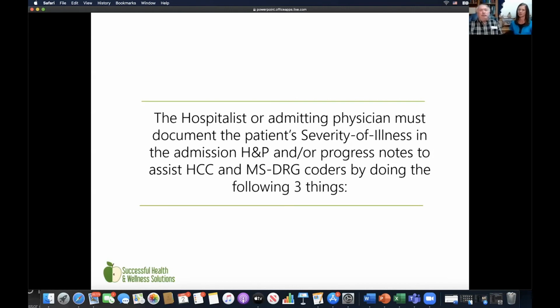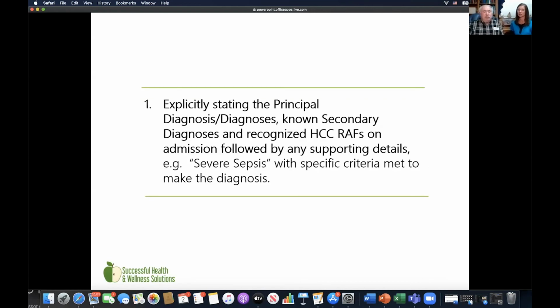The hospitalist or admitting physician must document the patient's severity of illness in the admission H&P and/or progress notes to assist HCC and MSDRG coders by doing the following three things. First of all, they need to explicitly state the principal diagnoses, the known secondary diagnoses, and recognized HCC RAFs on admission, followed by any supporting details. An example of this would be severe sepsis with specific criteria met to make the diagnosis.